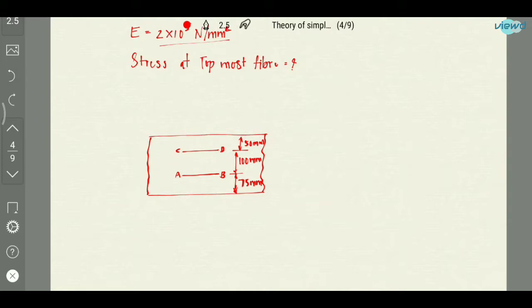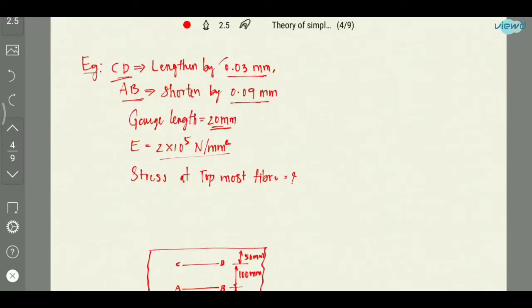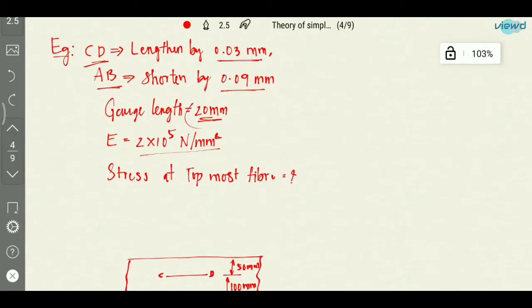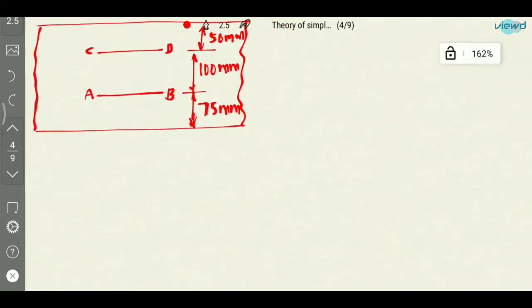So how to calculate it? First let us draw the shear. It is lengthened by 0.03, it is shortened by 0.09. So it is given indirectly that the strain is given because gauge length is also given, so it will be change in length by original length.